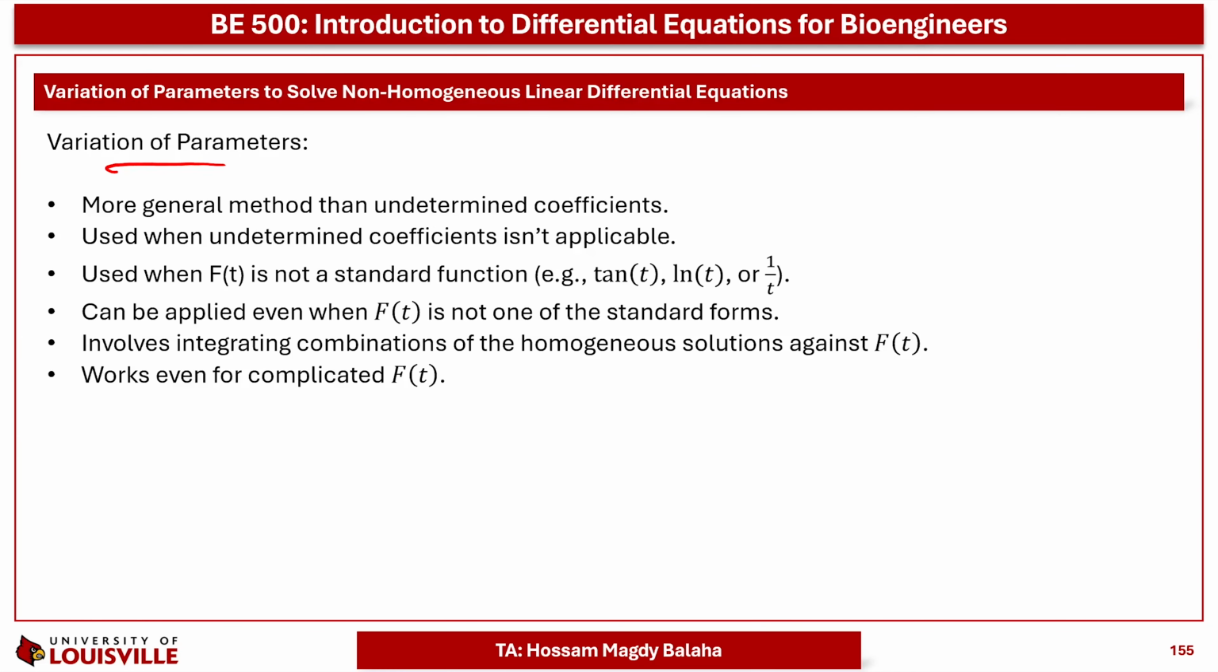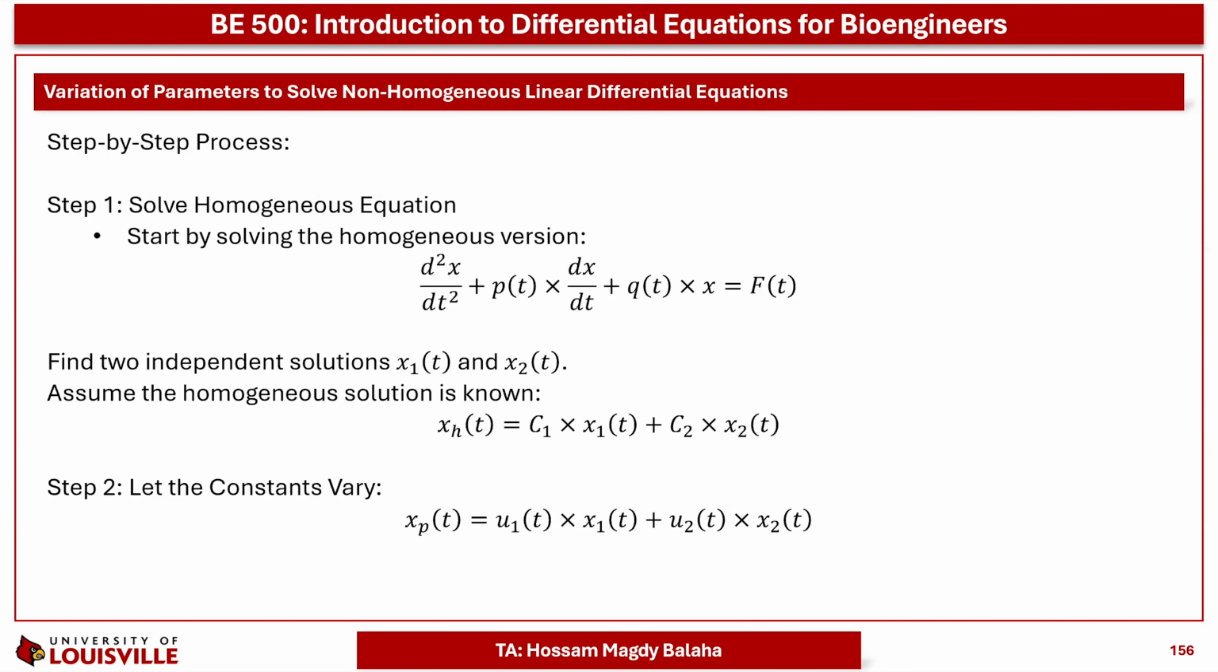Let's switch to variation of parameters. As noted, we are using it when the right-hand side is not in the standard forms, such as tan, such as ln, or 1 over t. And you can use the variation of parameters method as a general method. So you can also solve the previous question using variation of parameters. And this method is recommended when you have a complicated f of t function. So how to solve it?